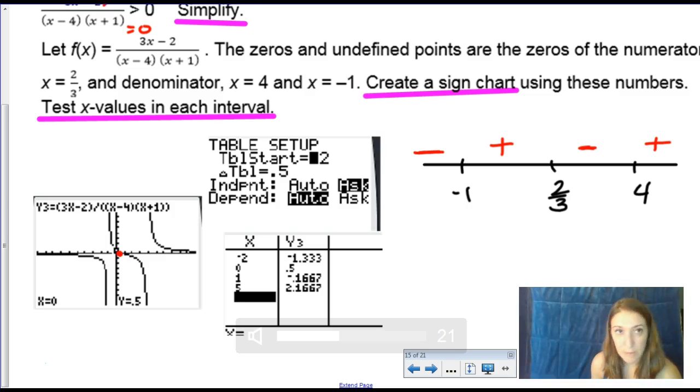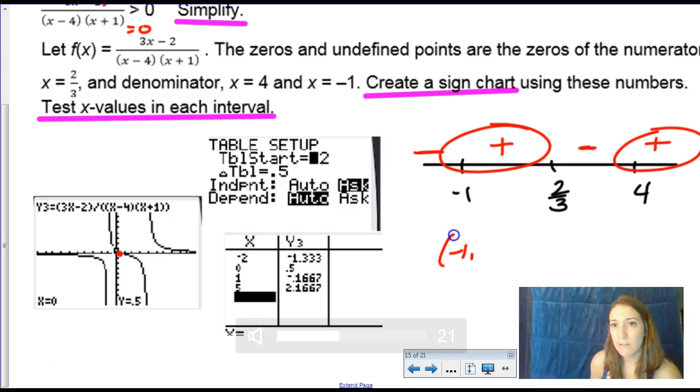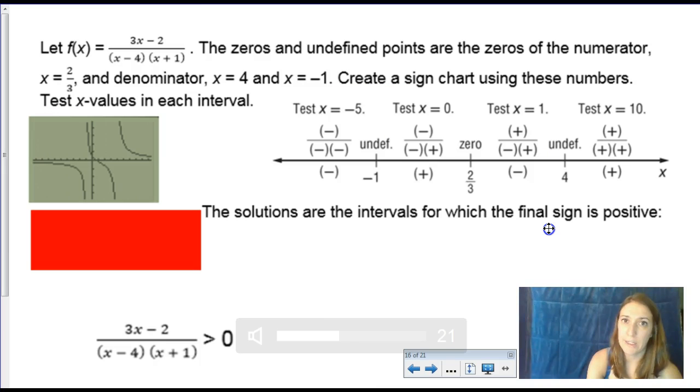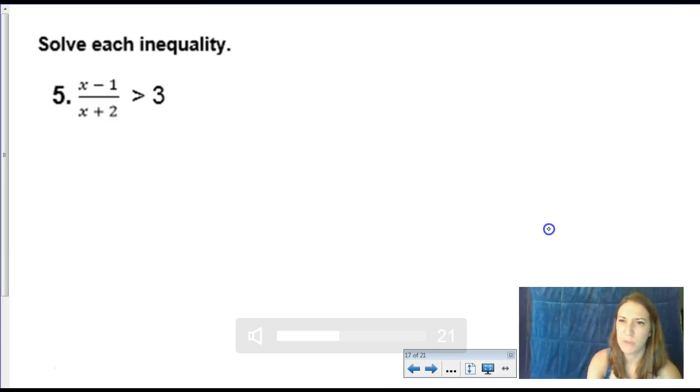So I already figured out what the question was. It said greater than 0, I believe. So again, we don't have to worry about brackets in any case here, but the places where it's greater than 0 are right here and right here. So from -1 to 2/3, union, 4 to infinity. I think the next one's going to have the weird asymptote bracket issue. Oh, no, it doesn't. Darn it.